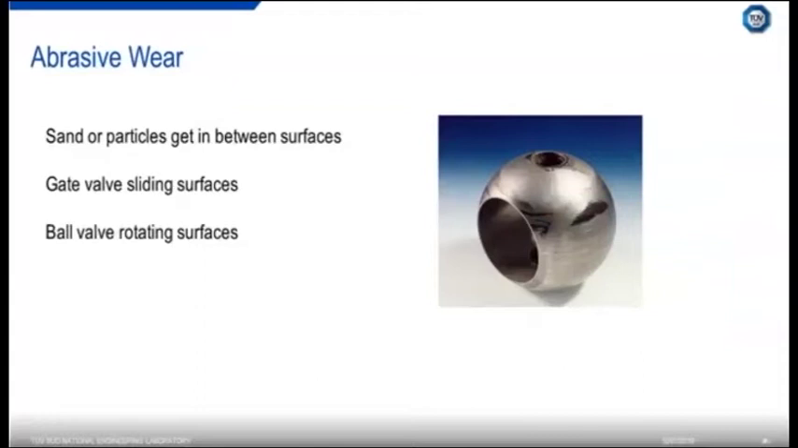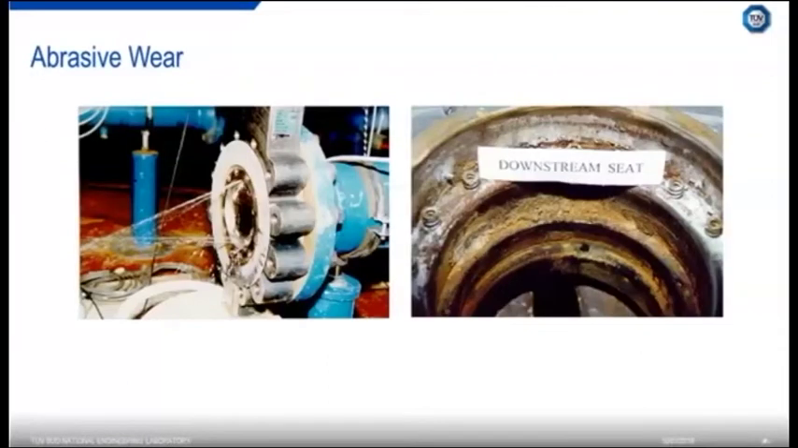Abrasive wear is another quite common wear mechanism, and this is where sand or other particles get stuck in between sliding or rotating surfaces. The example here is a ball valve. Sand has got trapped between the ball and the body of the valve, and as the valve is operated, the sand rubs against the ball and removes material. And this, again, can be quite serious. Here are a couple of examples of abrasive wear, and in this case, it's led to loss of containment. There are obviously leaks coming off this valve, and this is due to sand erosion.